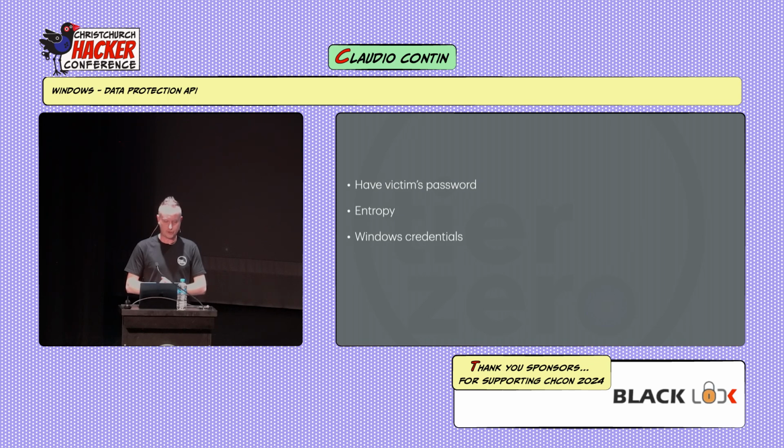Other scenarios, so if we actually know the victim password, as I said before, we don't need to run in the context of the victim on the host. We can literally grab the master key material, we can grab the actual encrypted blob we need to decrypt, we copy over to the host, we obtain the master key, and we do the decryption offline.